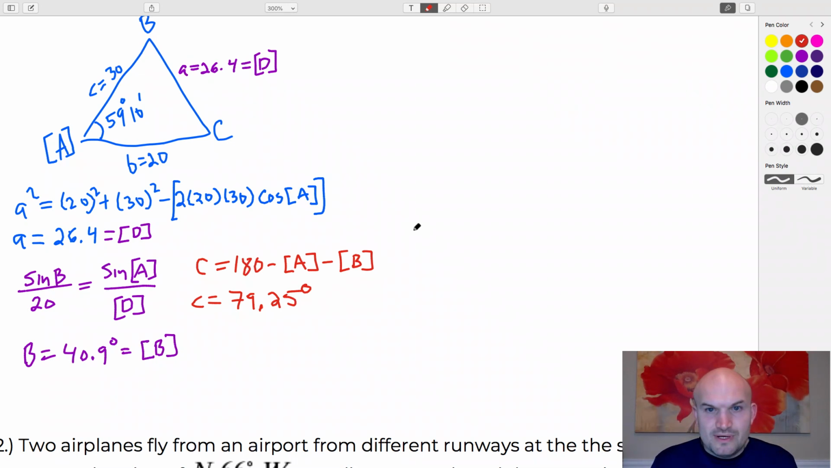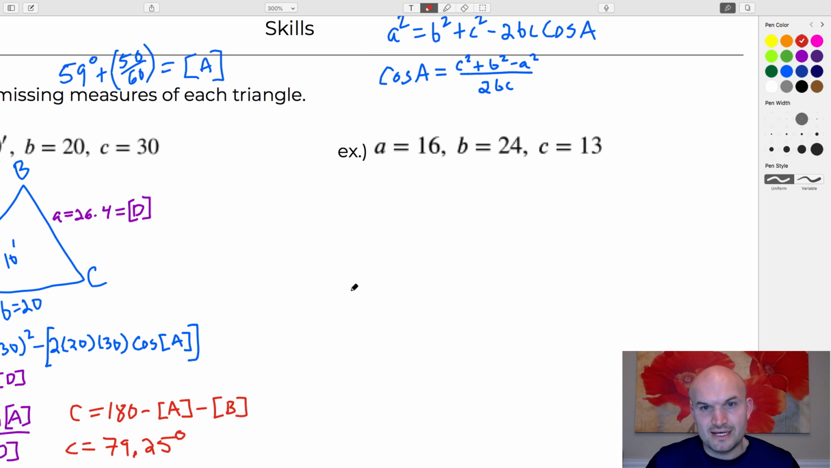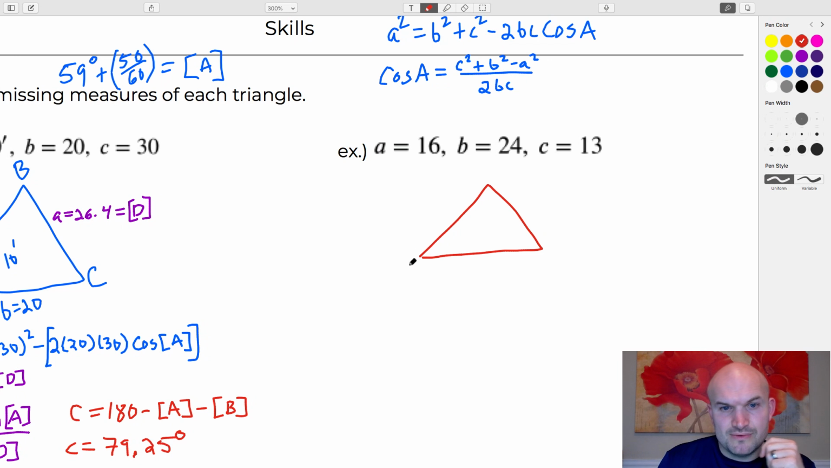All right, so now let's go ahead and get into the next triangle, which is a side-side-side triangle. And in this one, again, the first thing we want to do, guys, is just draw the triangle. You can draw the triangle any way you want to. So we have A, B, and C. Across there, A is equal to 16. B equals 24, across from angle B. And then C is equal to 13.